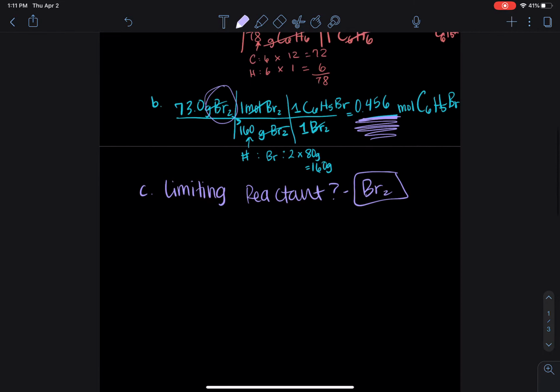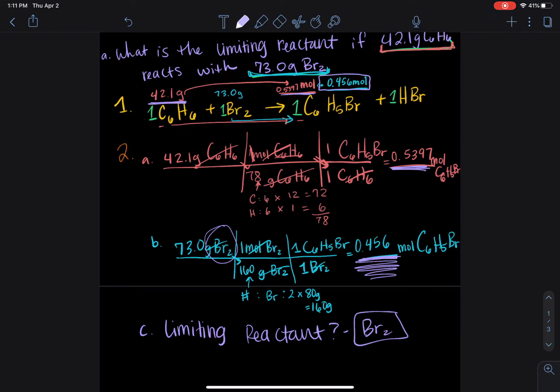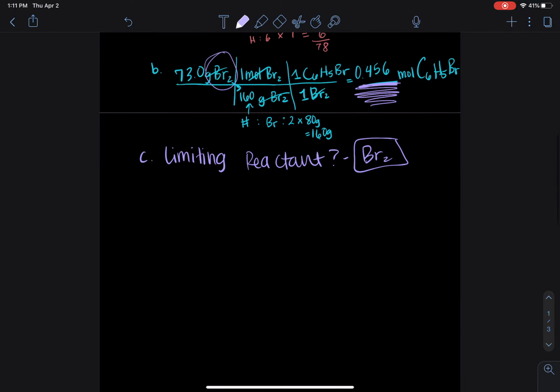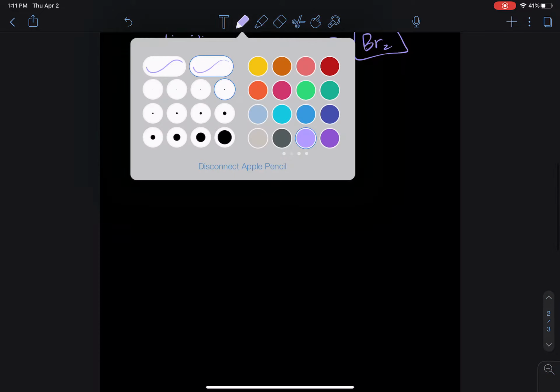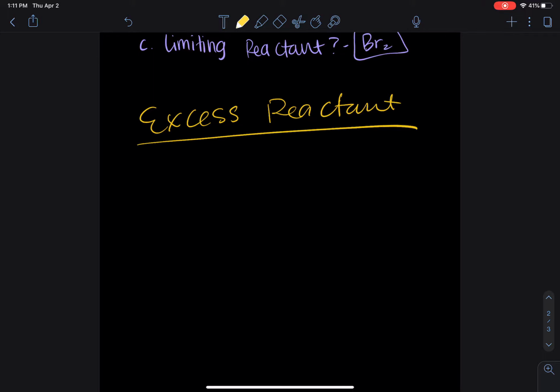All right, so in this last problem that I uploaded about the limiting reactant, we solved for which one was the limiting reactant. But the next thing that we've been doing in our notes is talking about the excess reactant. Okay, so the excess reactant is the other one.